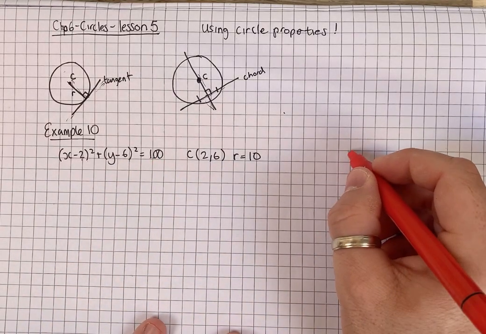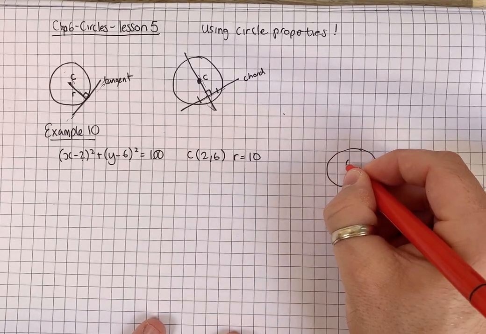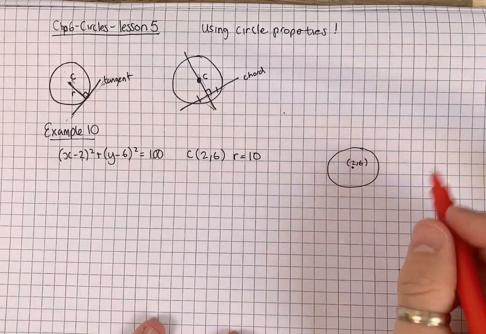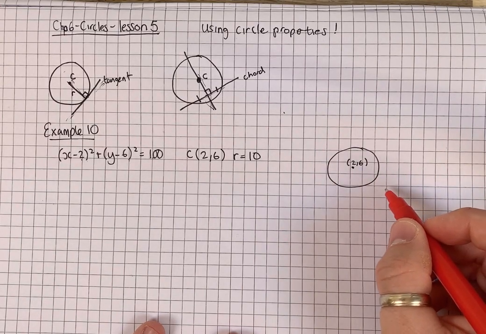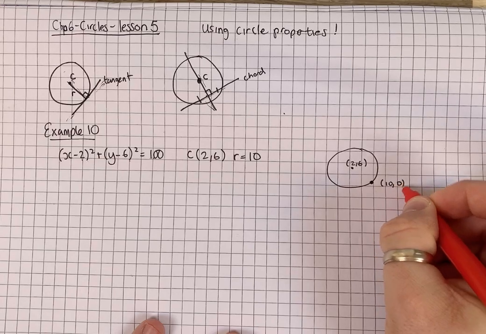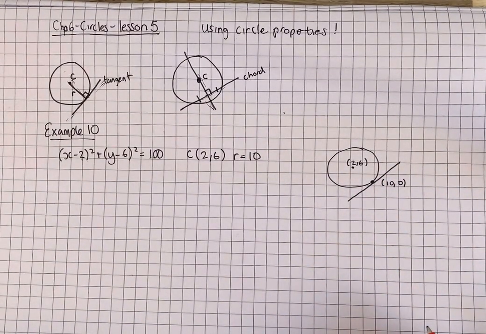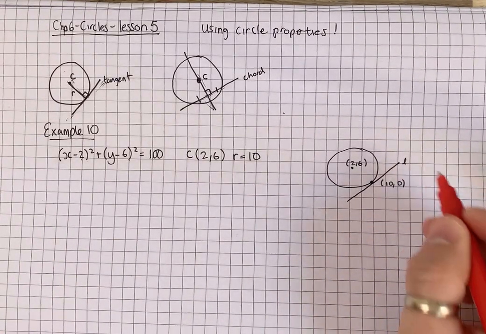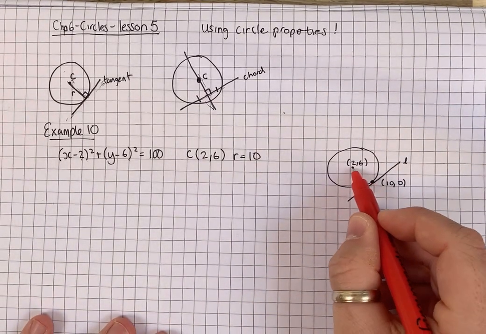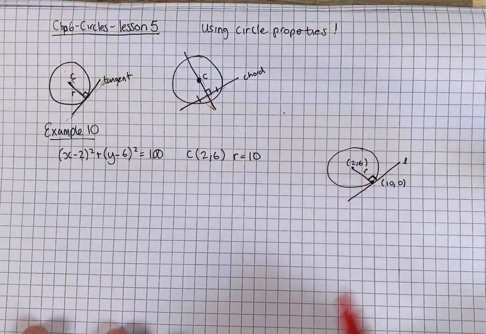So let's just do a very, very quick diagram. The centre of the circle is (2, 6), and we want to show the point (10, 0), somewhere down here, say, lies on the circle, and then we need to work out the equation of the tangent line, which I'll call L. And that will be the radius, and we know that must be perpendicular.